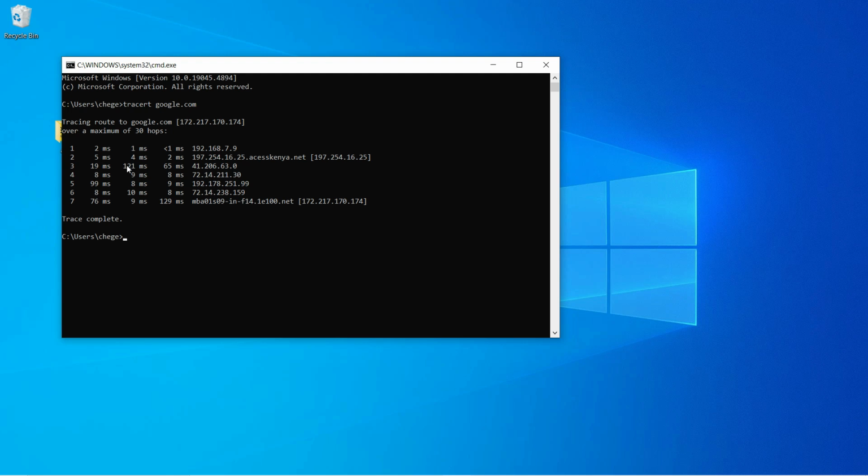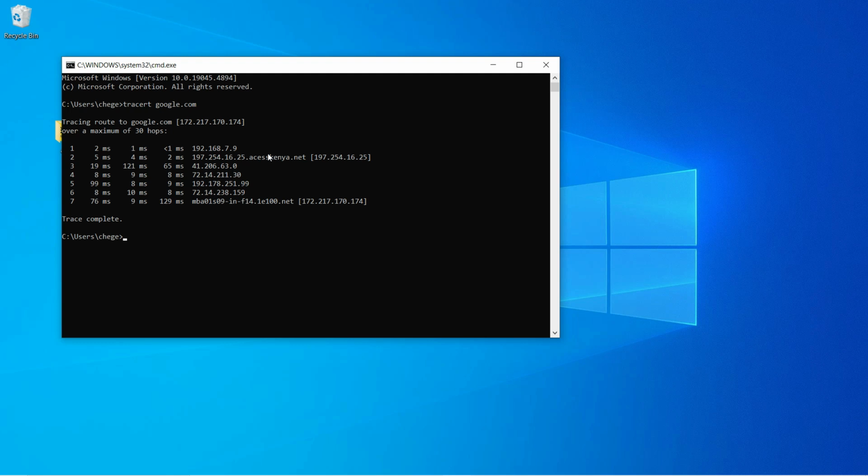It's 2 seconds or less to respond. Then hop 2, the second hop, shows a response time between 2 milliseconds and 5 milliseconds, indicating the packet has traveled to my ISP. This is my ISP, so from my router to the ISP's router.